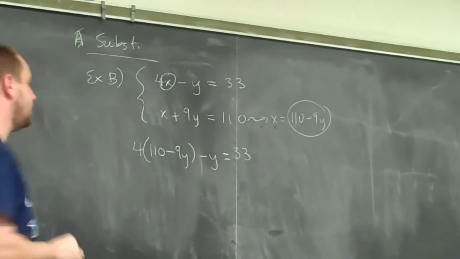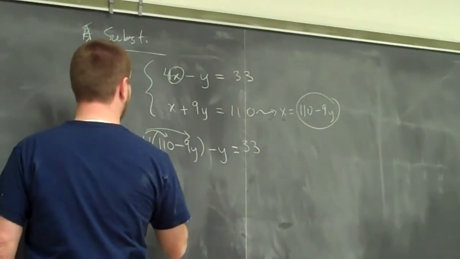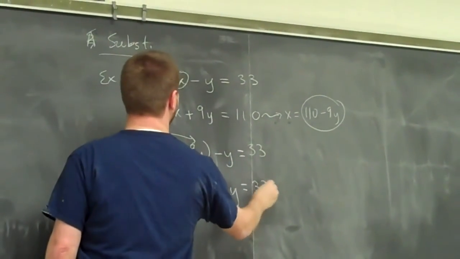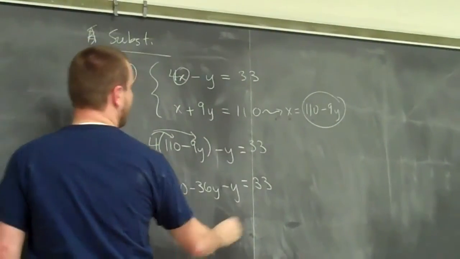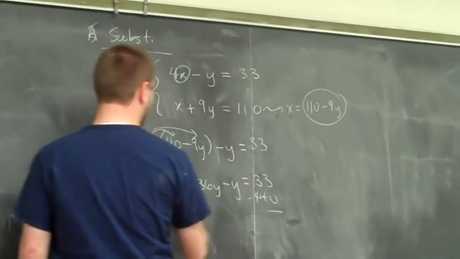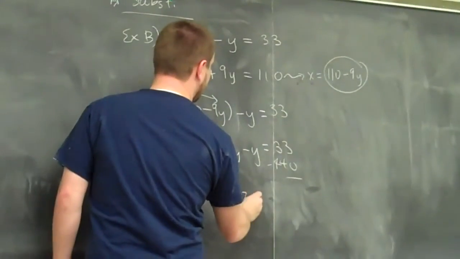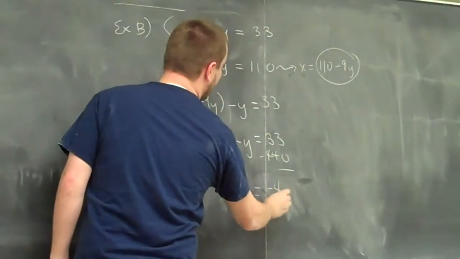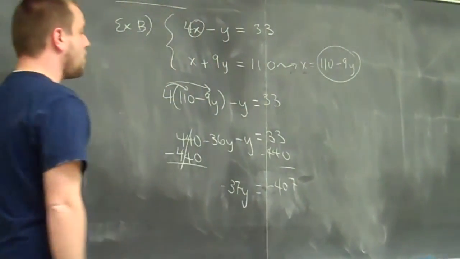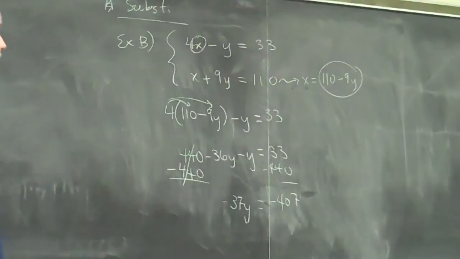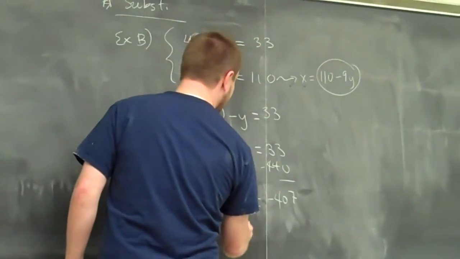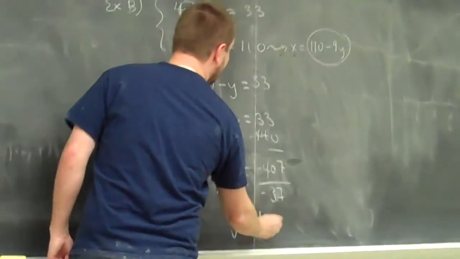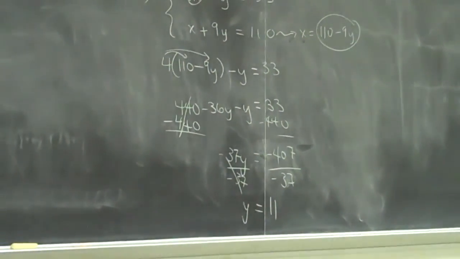Okay, we'll finish it. 440 minus 36y minus another y equals 33. So negative 37y equals negative 407. And then we divide by 37. We divide by negative 37. And what do we get? Oh, good. I was hoping it was 11. This is the number I made up, at least.